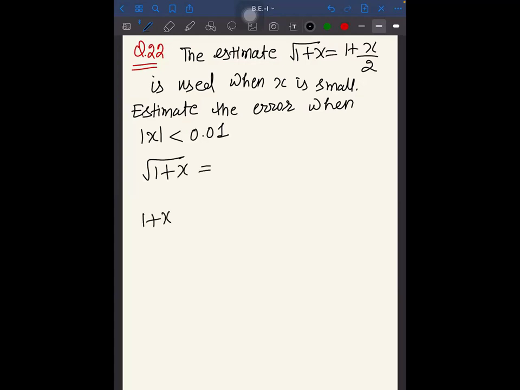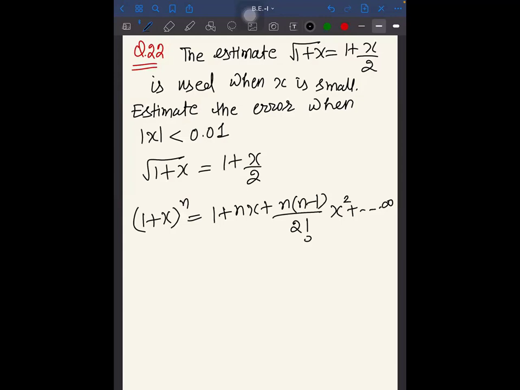Do you know what is (1 plus x) raised to power n, especially when your n is a fraction or maybe negative? It is 1 plus nx plus n(n minus 1) by 2 factorial x square. Do you know this? Yes, sir. So for n = 1/2, (1 plus x) to the power 1/2 becomes 1 plus x by 2, and if you calculate it, it will become minus x square by 8 plus x cube by 16 and so on up to infinity, right?